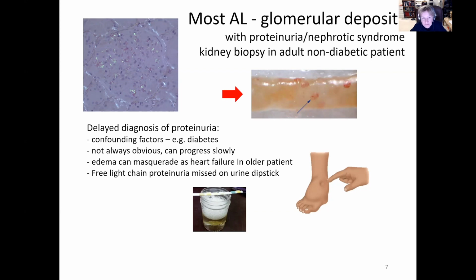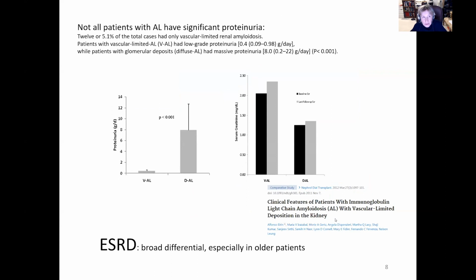And this is a big help in earlier diagnosis of patients affected. But delay in diagnosis of proteinuria can happen, and does happen, for a variety of reasons. There are confounding factors, for example, diabetes. It's very easy to assume that the proteinuria is due to diabetes. Proteinuria may not always be obvious, and can progress very slowly. Edema can masquerade as heart failure in older patients. And of course, we also know that free light chain proteinuria will be missed on urine dipstick. So this very important sign, proteinuria and nephrotic syndrome, is frequently not utilized soon enough in the workup of patients with amyloidosis.